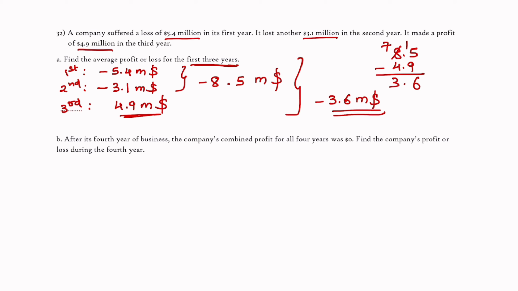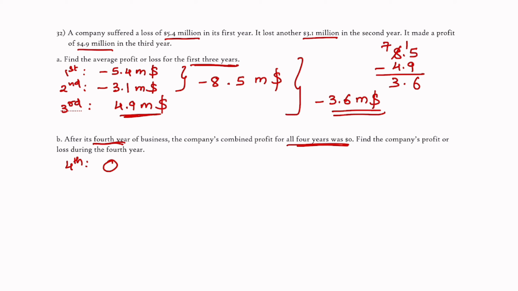What does it say? After its 4th year of business, the company's combined profit for all the 4 years is 0, which means at the end of the 4th year, it is at 0. That means no profit, no loss. It's better than the losses. Find the company's profit or loss during the fourth year. How do we do that? Nothing is given. They didn't say.